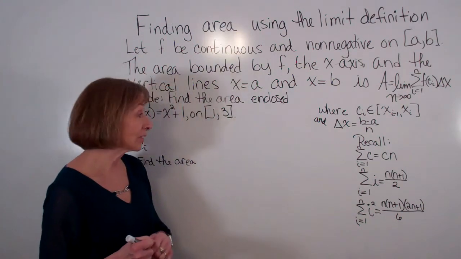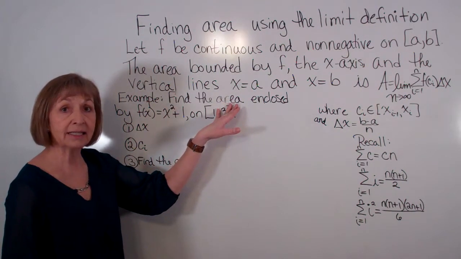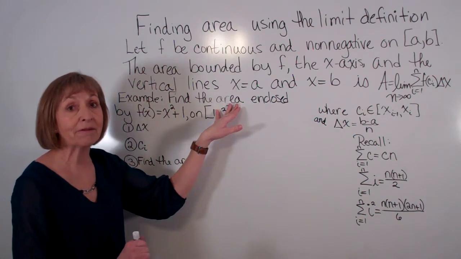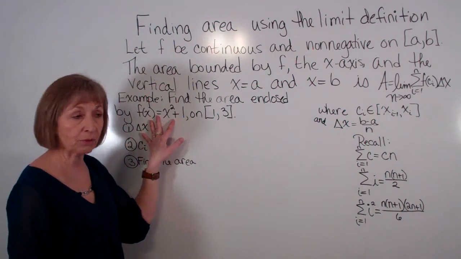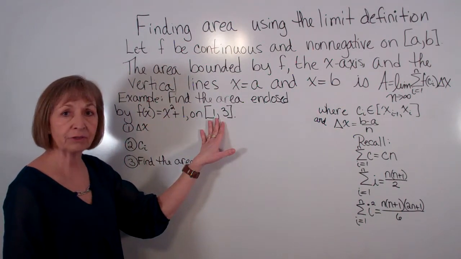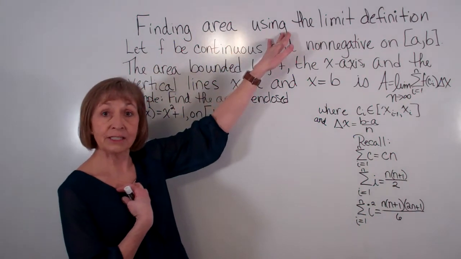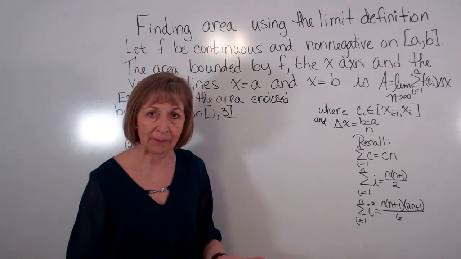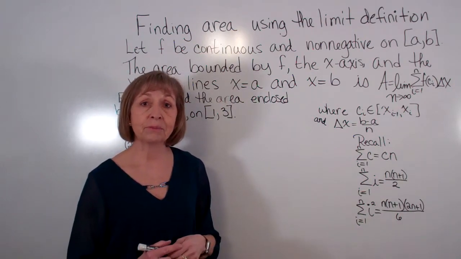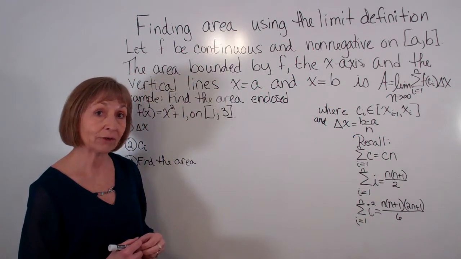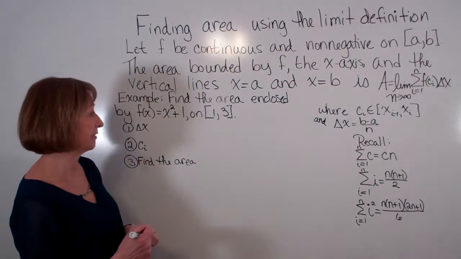All right, so now let's look at an example of how to do this. So this says find the area, not an approximation to the area, but find the actual area enclosed by f of x equals x squared plus 1 on this closed interval from 1 to 3. And I'm going to do this by the limit definition because that's what this video is all about. Again, there are other ways that we'll learn further down the road applying the topic of our definite integrals, but for now, we are just going to use the limit definition to find it.